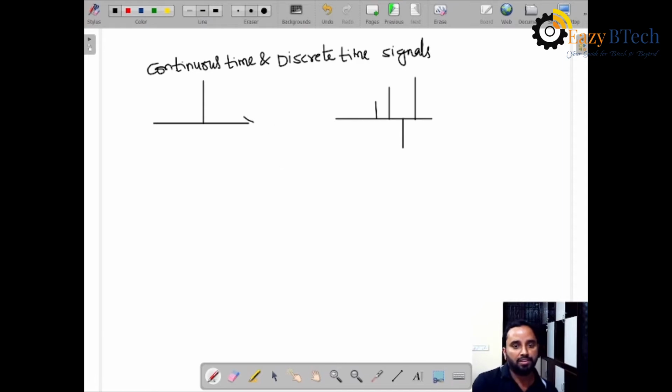Here in a continuous time signal, the x-axis is small t, continuous time. In discrete time signals, the x-axis is small n. Discrete time signals are represented as x of n, and continuous time signals are represented as x of t. A continuous time signal is defined for every value of time. For every instant of time, the signal is present. If you take t equal to 0.001, the signal is present; 0.002, the signal is present; 0.1, the signal is present, and so on. That is a continuous time signal.